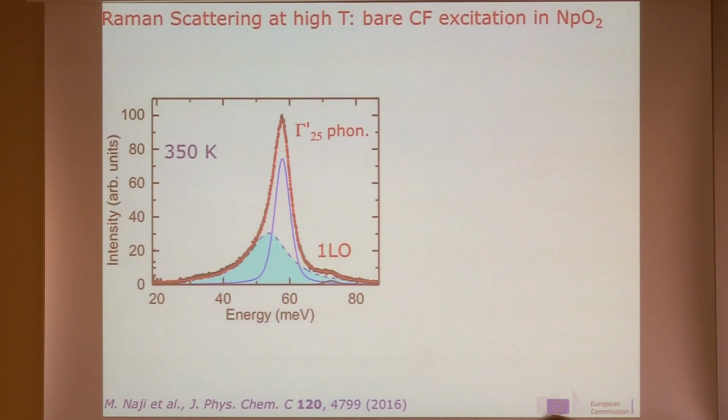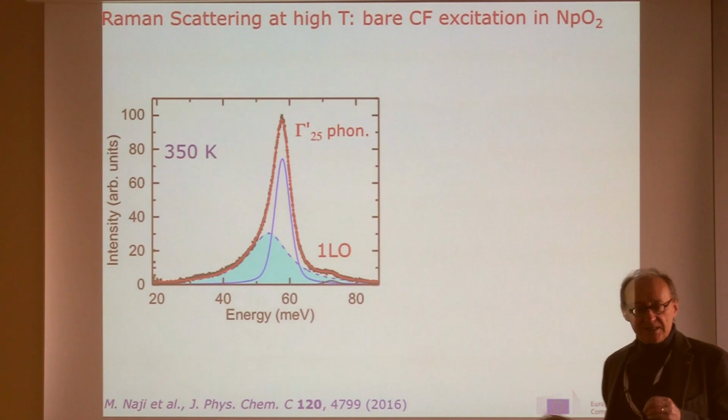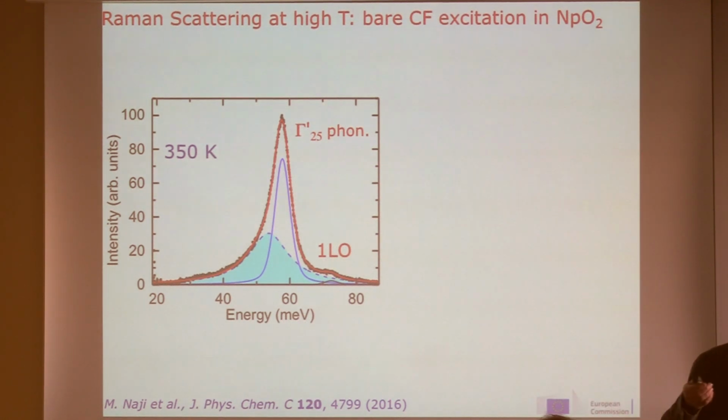If you want to detect the bare crystal field, you should go to high temperature, because then the electron-phonon coupling becomes weaker, and this formation of the crystal field phonon-bound state should disappear. With neutrons, this is not feasible, because if you increase the temperature, you increase also the background due to the diffuse scattering. But you can detect this bare excitation using Raman scattering.